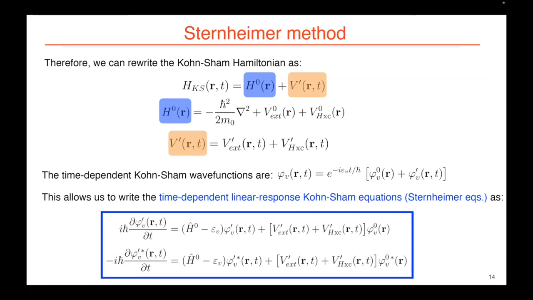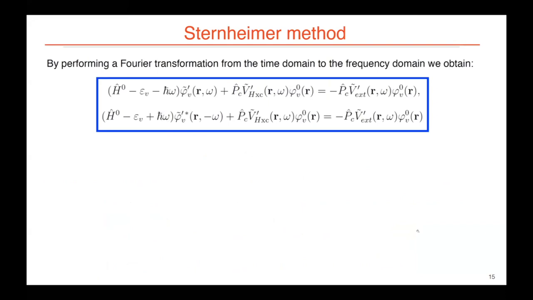So we don't solve these equations in the time domain, even though we can do that. We actually do the Fourier transform to the frequency domain. So instead of time, we have frequency omega. This is done for convenience. And this is the form of our Sternheimer equations. Now we don't have time, but we have frequency.